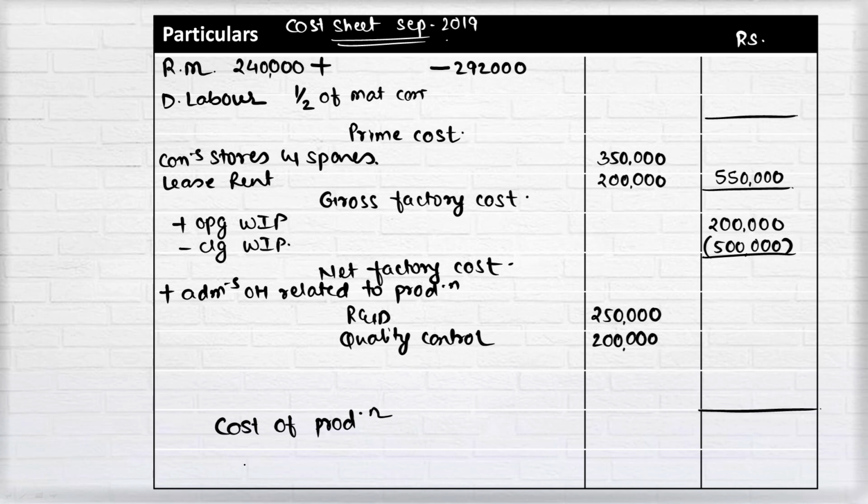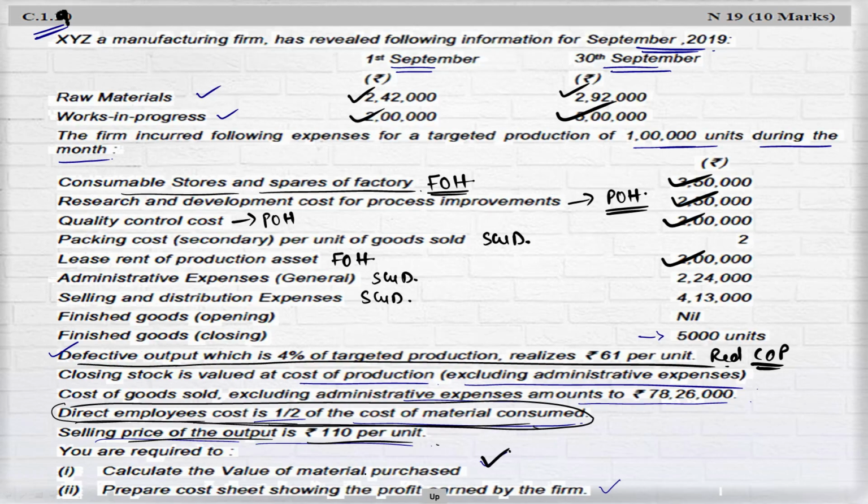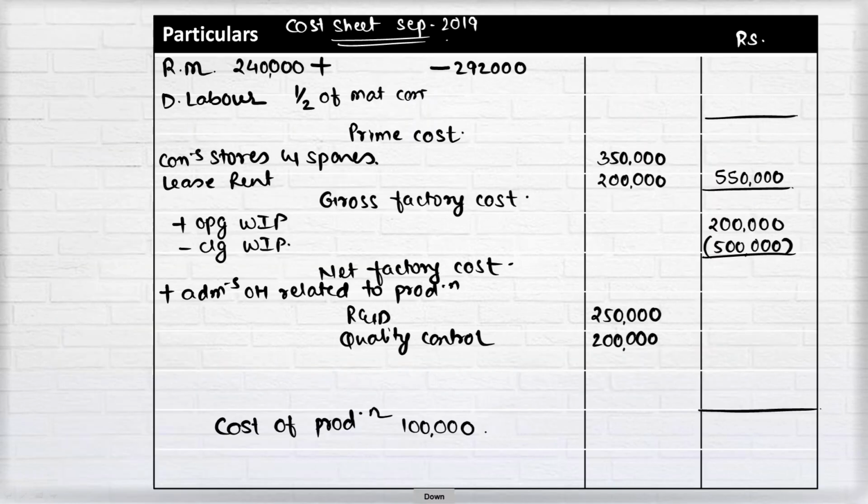And what is our targeted production? 1 lakh units. But believe me, 1 lakh units will not be manufactured. Why? There is a defect of how much? 4%. So it will be 1 lakh minus 4%. So how many units will be, it is 96,000? No, sir, I should not write it down over here. It is 96,000 units.